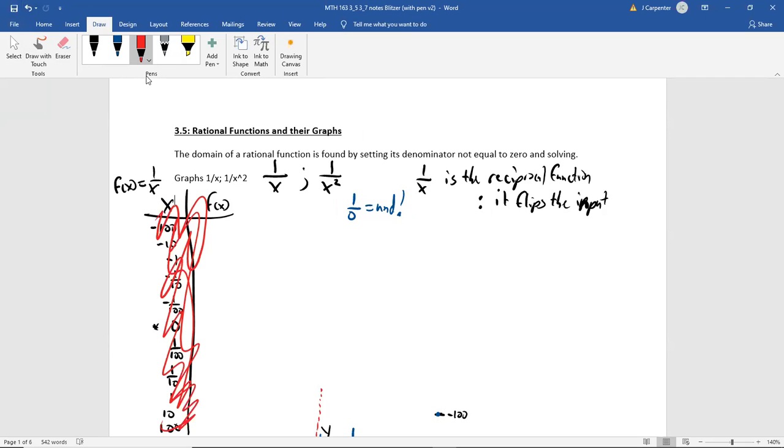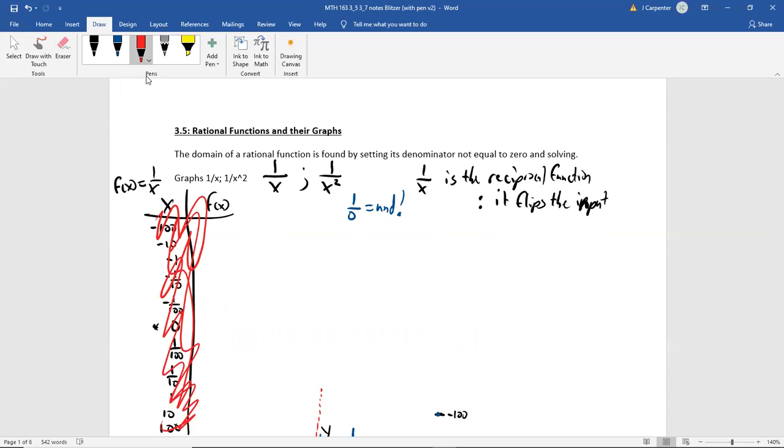As a reminder, this is something we did back in chapter 2. The domain of a rational function is found by setting its denominator not equal to 0 and solving that. Because we're not allowed to divide by 0. It makes the world explode or implode on itself unless we're a supercomputer that can handle quantum computing and blah, blah, blah. We're not getting into all that jazz.